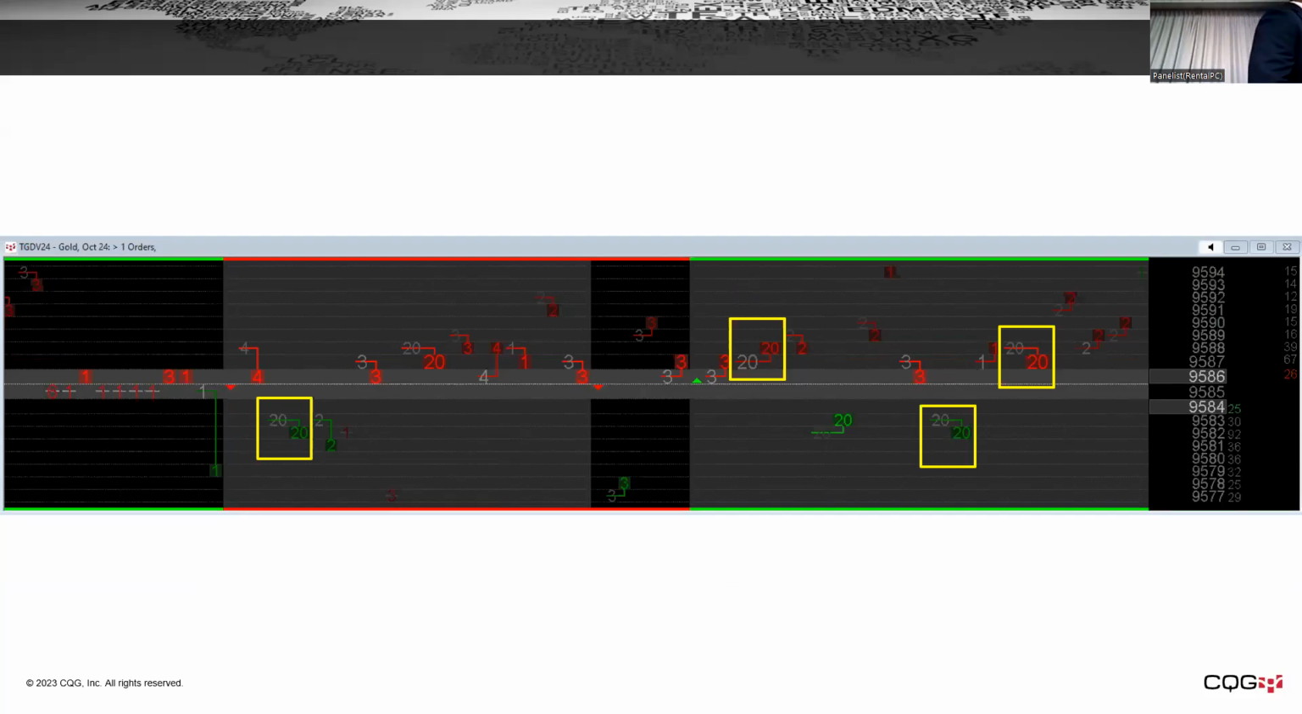Same thing for the October 2024 contract. So it's interesting to know where the high volumes are coming from. When there are a lot of big volume orders coming through, like we can see here, it's also interesting to know that there are big players in the market providing liquidity.